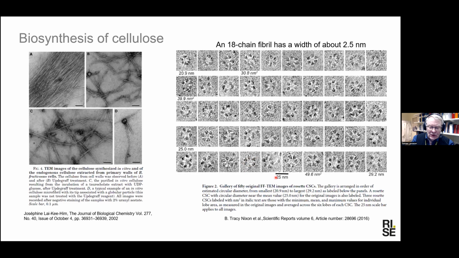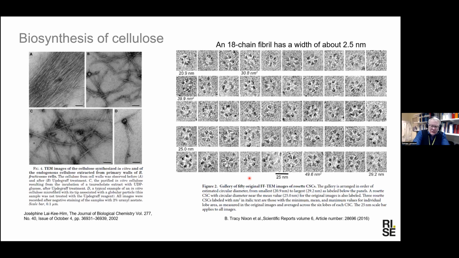But one thing that is interesting to note here is that the size of this complex is about 25 nanometers. And that's about 10 times as large as the suspected fibril, which is the 18 chain 2.5 nanometer wide fibril. And now the polymer that's been made here, the beta-1,4-D glucan, is a rather rigid and stiff polymer. So when it's made and spun out of this complex, it will take quite a distance before these polymers can come together.